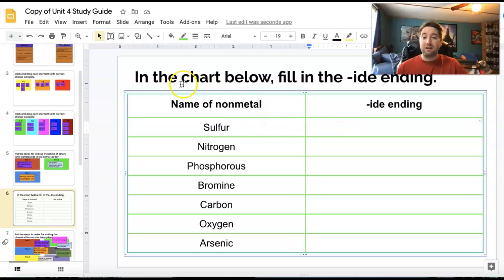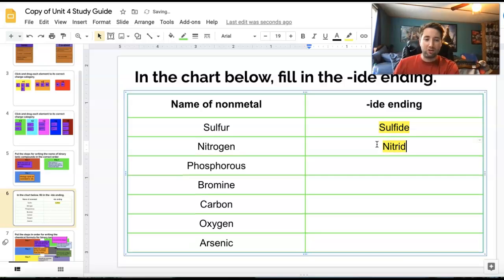All right, so it says, in the chart below, fill in the IDE ending, and it gives you the name of the nonmetal and the IDE ending for it. All right, so we've got sulfur here, and this is not going to be sulfuride, it is going to be sulfide. All right, next one, we've got nitrogen, and it's not nitrogenide, it's going to be nitride, like so. All right, next one, it is not phosphoruside, it's just going to be phosphide, like so.